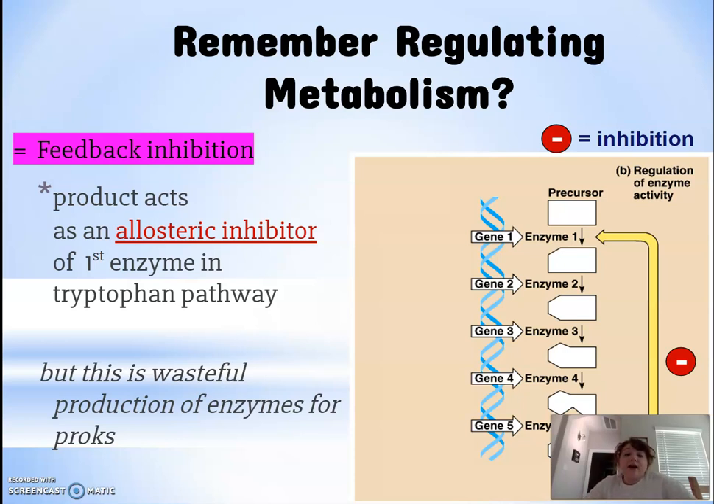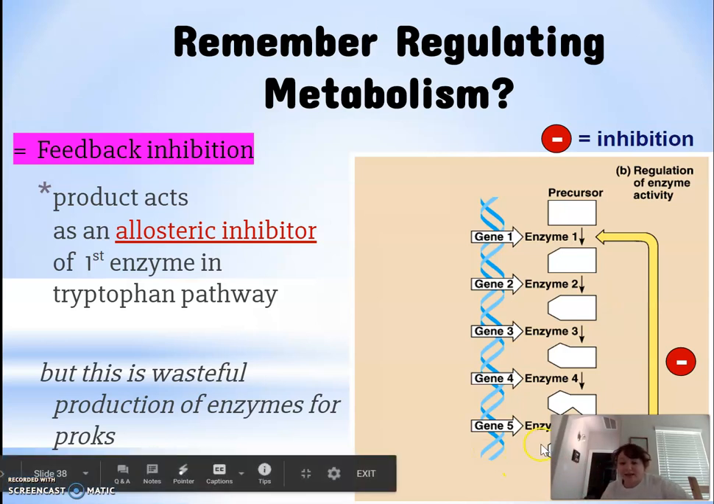So if you have a product during this feedback inhibition, it acts as an allosteric inhibitor of the first enzyme in the pathway. Okay, so this enzyme at the end ends up acting as an inhibitor here, so then the rest of the process never occurs.